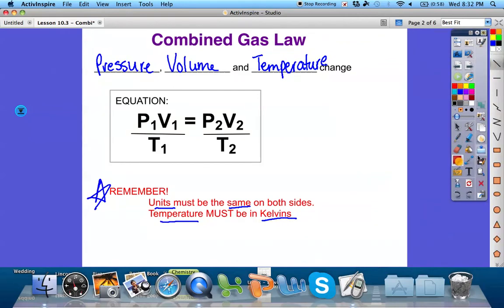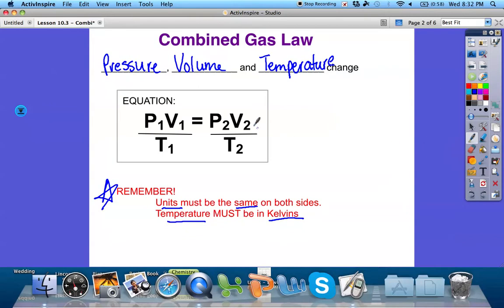If you hold temperature constant, so if you cover up your temperature, you have Boyle's law: P1 times V1 equals P2 times V2.